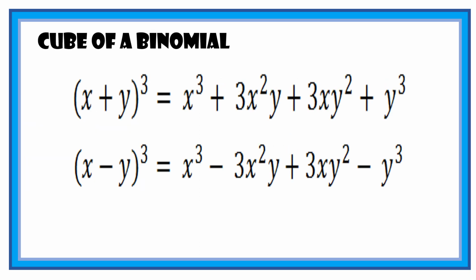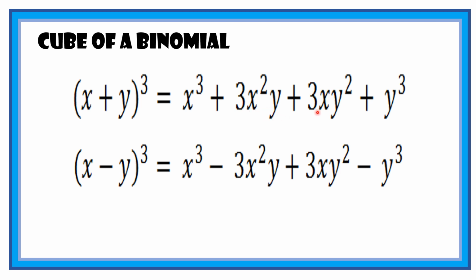Next is the cube of a binomial. The product indicates that the cube of a binomial is equal to the sum of the four terms. The first term is the cube of the first term, so we have x cubed. The second term is thrice the product of the square of the first term and the last term. So we have 3x squared y.